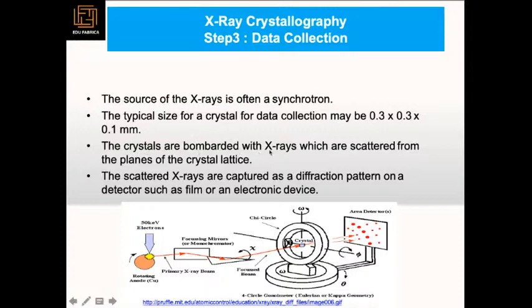Crystals are bombarded with X-rays which are scattered from the planes of the crystal lattice, and the scattered X-rays are captured as a diffraction pattern on a detector such as film or an electronic device.